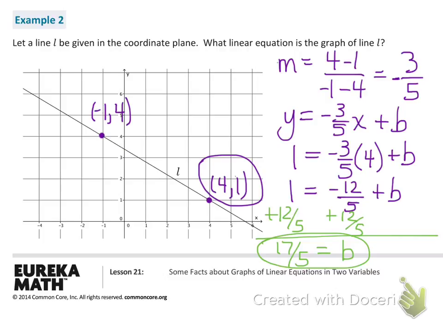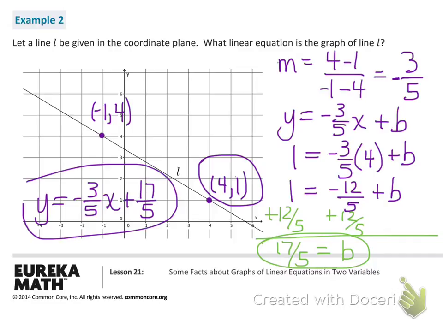Okay, so the equation of this line would be y is equal to -3/5 x plus 17/5. And that is the slope-intercept form of that line. So let's put that in standard form now.